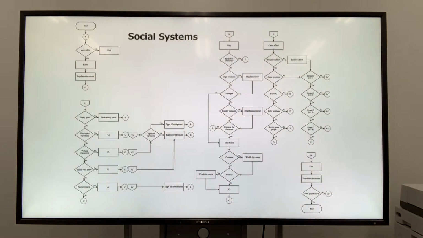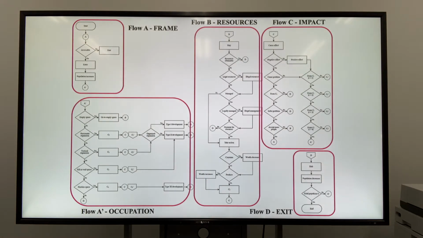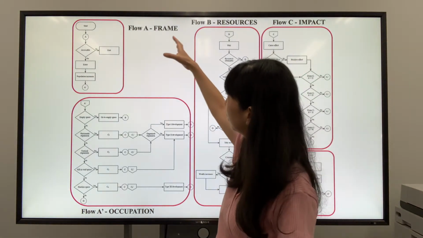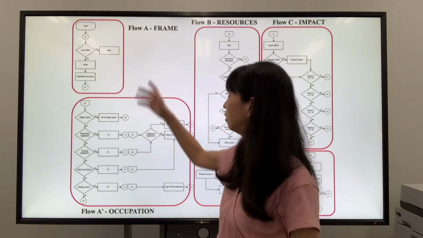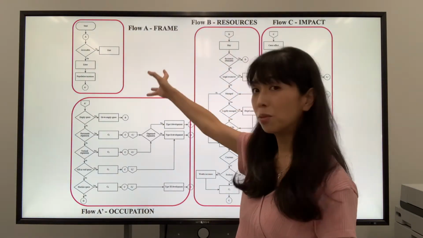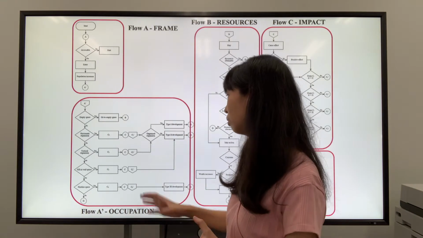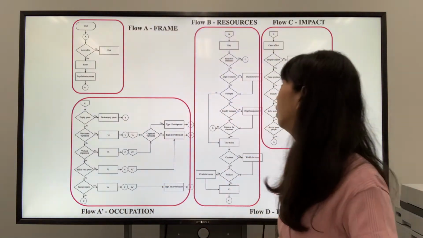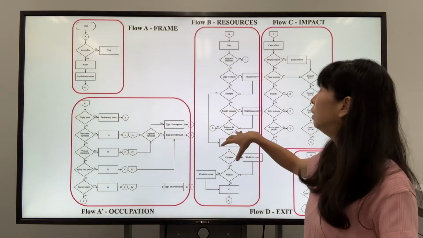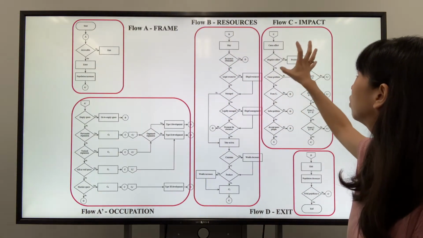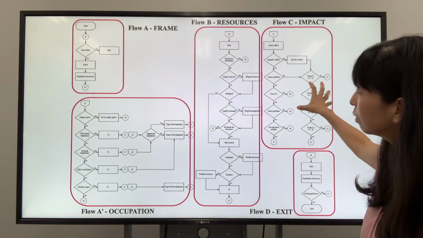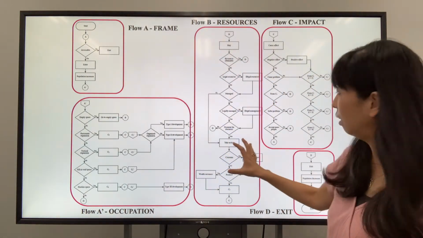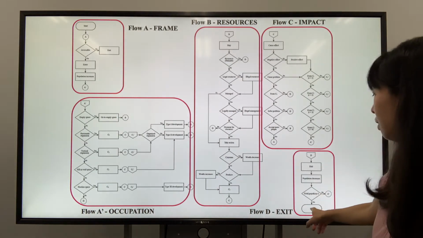And then I will explain the components. There are 5 components in this flow chart. The first one and the second one are A and A dash. It's about the framework, the frame, and also about the occupation: how do you settle inside that frame? Then flow B is about resources. Flow C is about the impact of what has been happening here. And then D is exit.